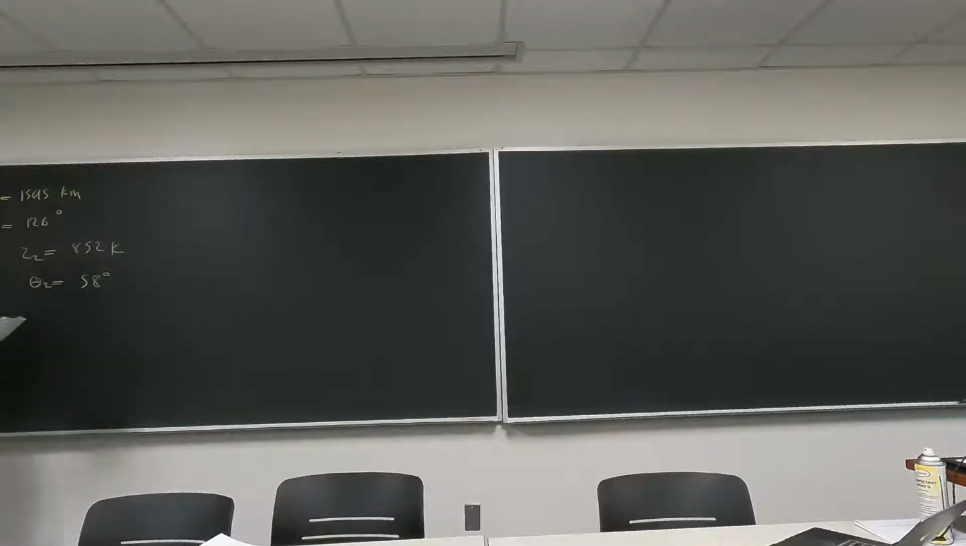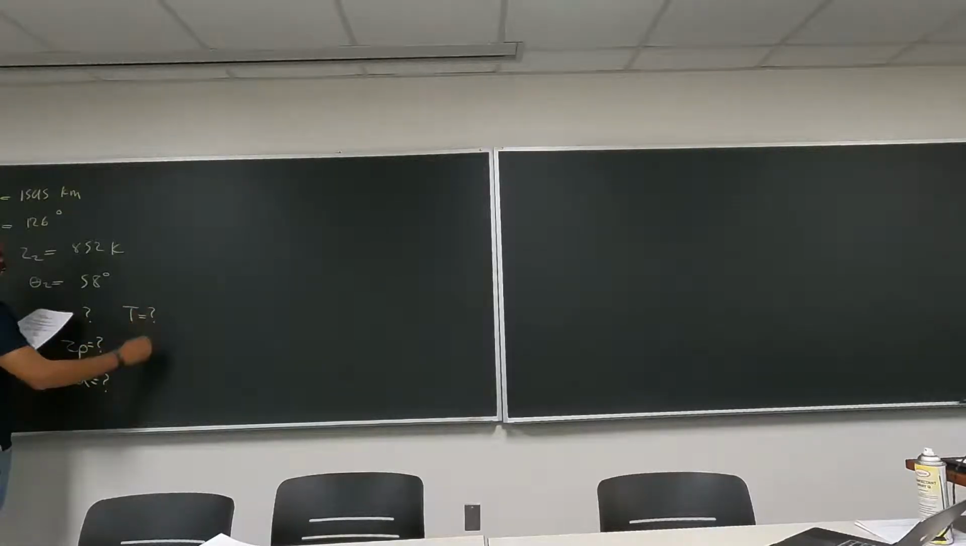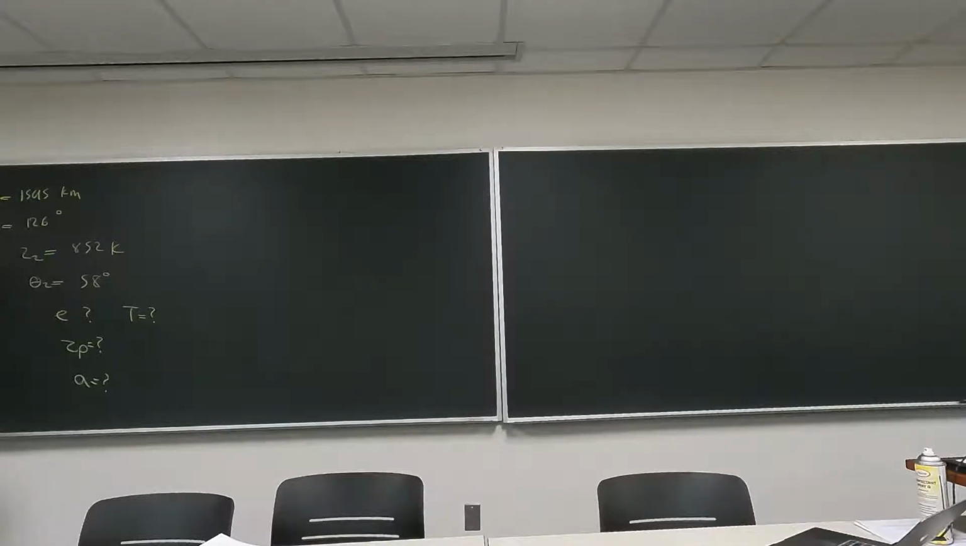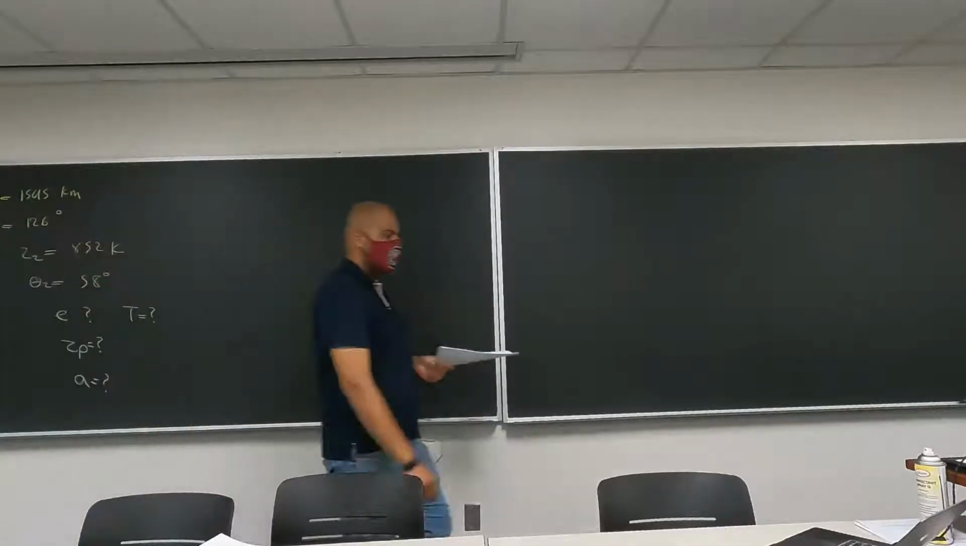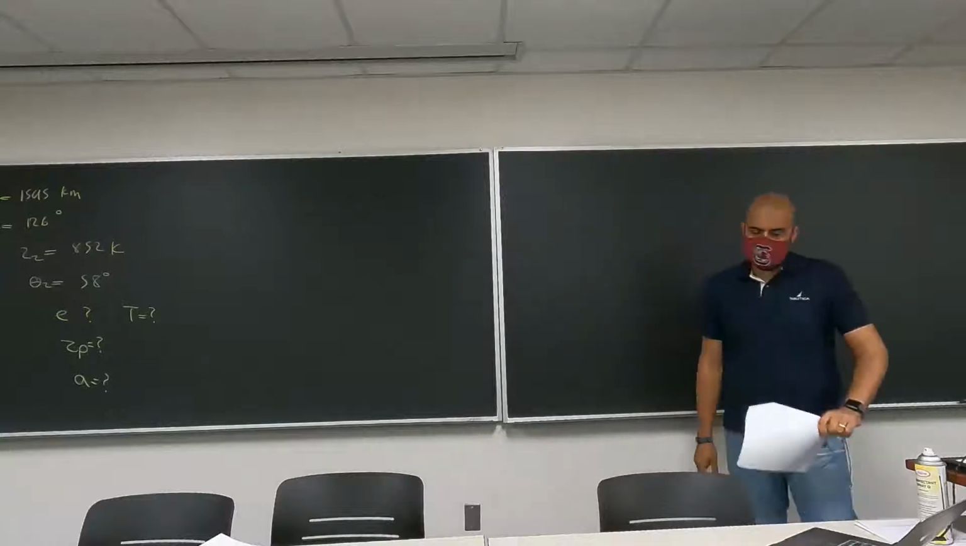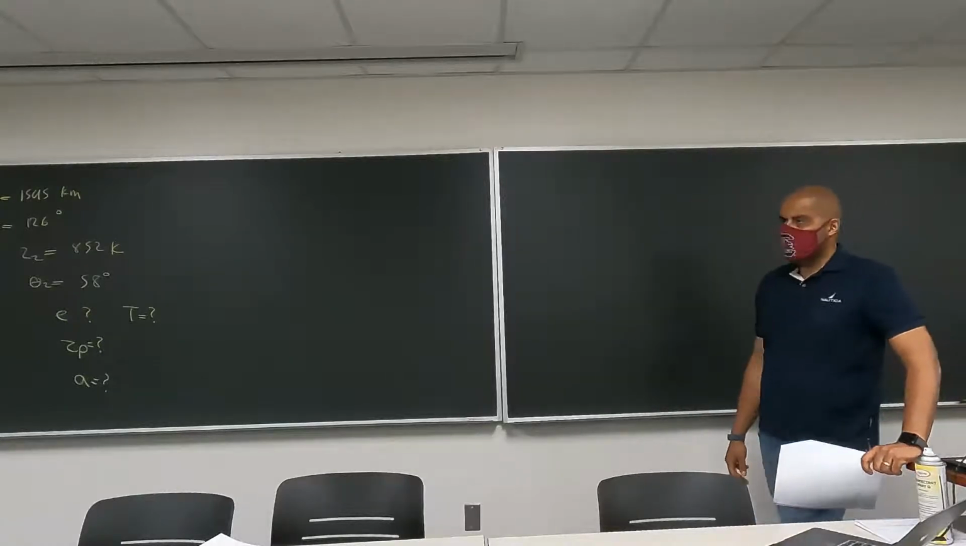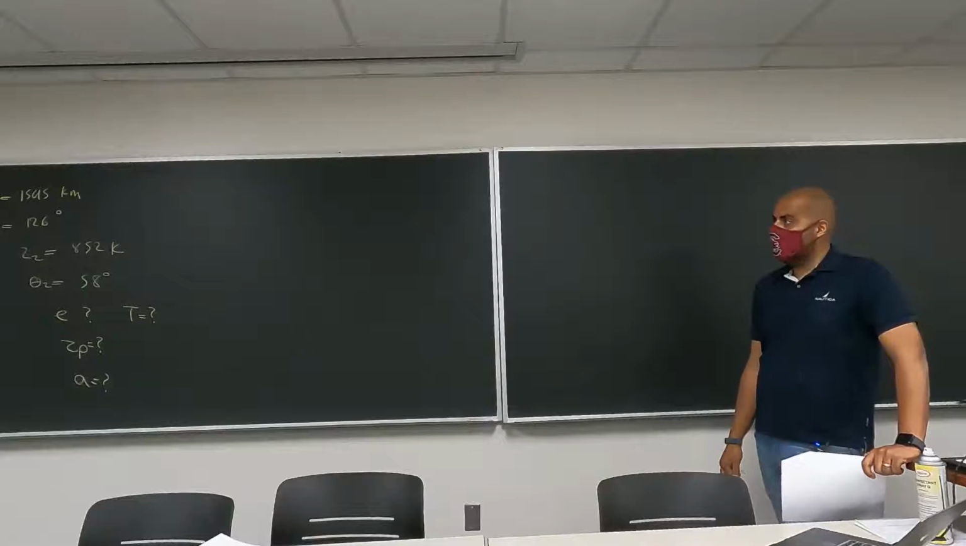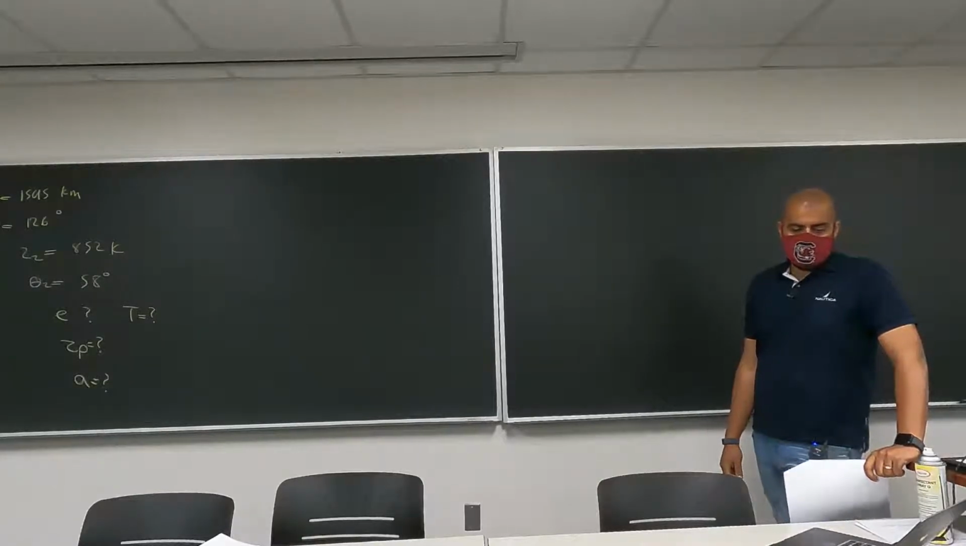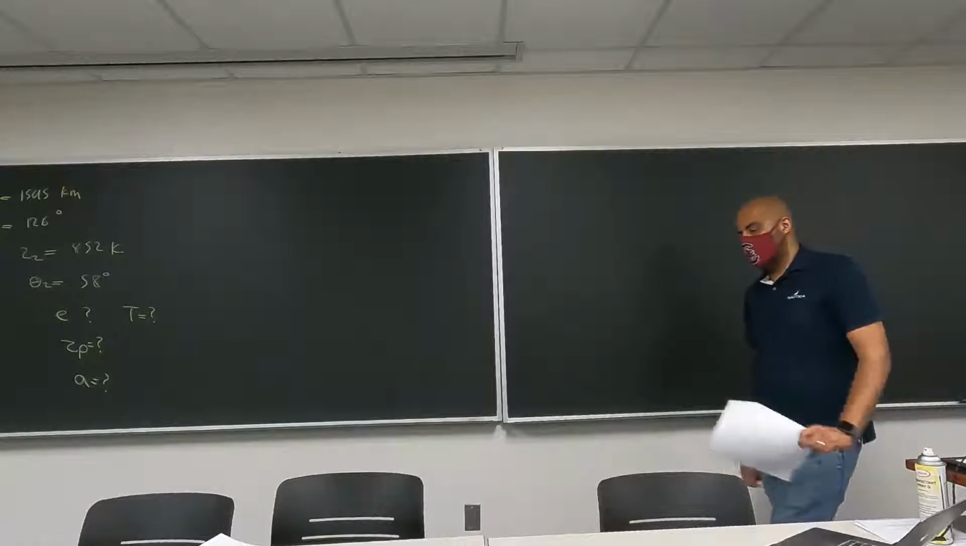Okay, we are asked to find the eccentricity, the altitude of perigee, semi-major axis, and the period. Same as the previous lecture, what I'm going to do is let you guys think about it a little bit. And whoever can guide us through the correct path will get a bonus point.